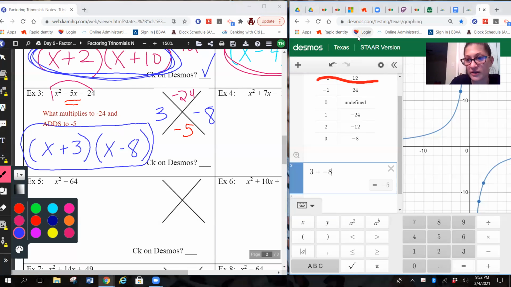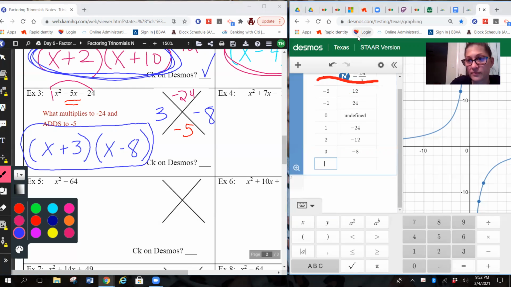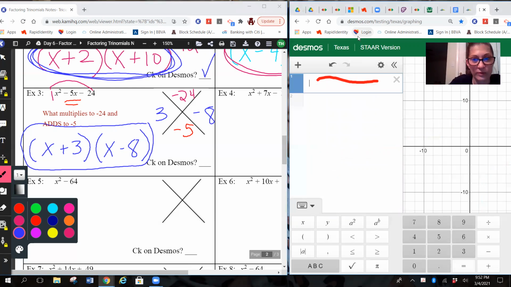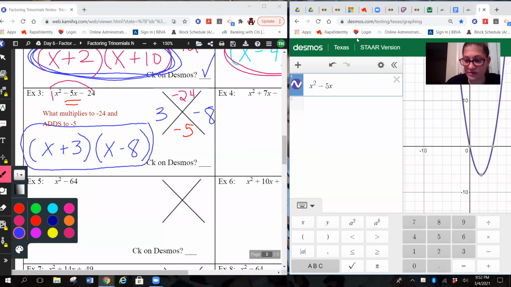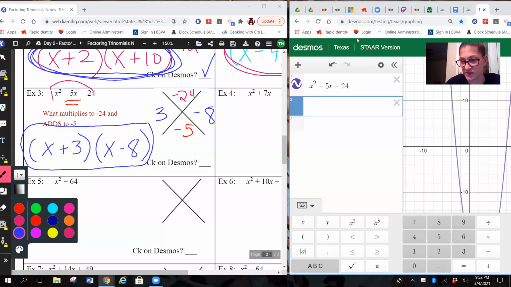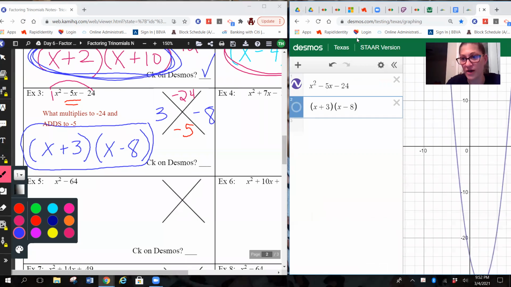Now, in order to check it on Desmos, we would type in the question, x squared minus 5x minus 24, which gives us that graph. x plus 3 times x minus 8 gives us the same graph. Blue and black overlap. We've checked it on Desmos, we got it right.